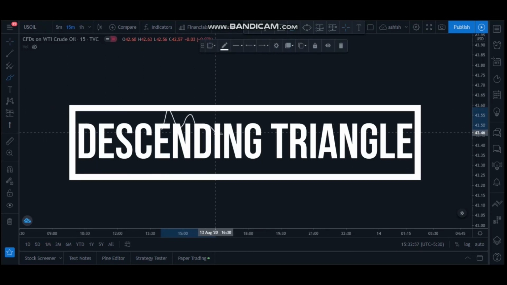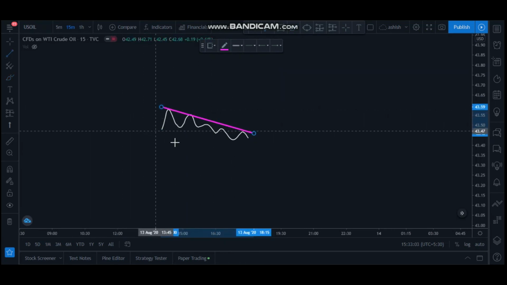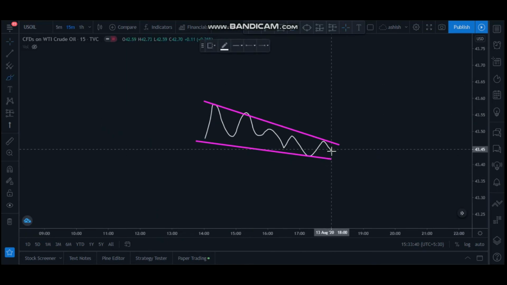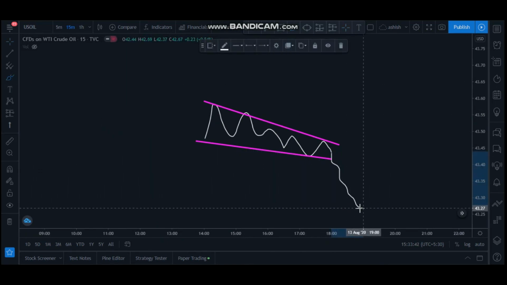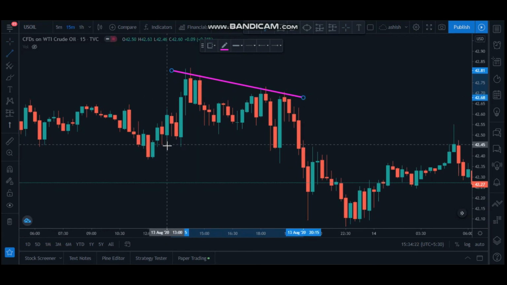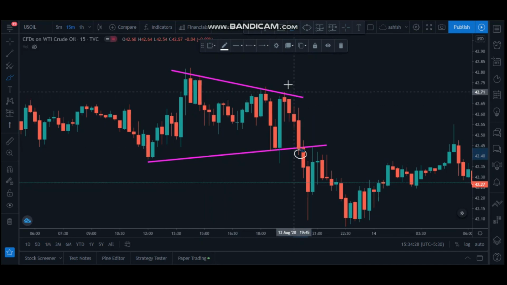Now the last pattern, the descending triangle. Price travels this way, you can draw your trend line, and from here that makes our descending triangle pattern. When price breaks this trend line, it gives a breakdown. You simply keep your stop loss at this area, enter the trade at this area, take your profits, and you are done. Now on the live chart, we'll draw a trend line from above and a trend line from here.